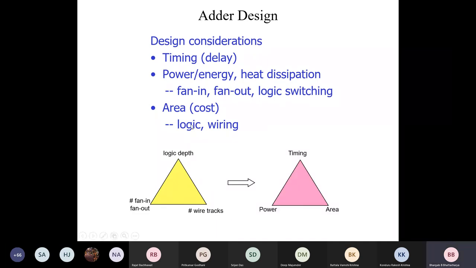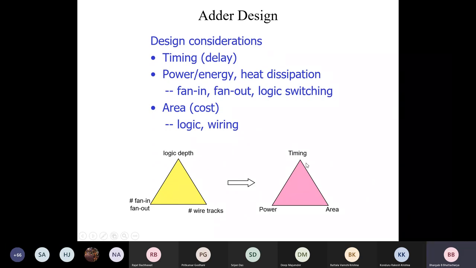As you can see here, there are many issues. The logic depth determines the timing. Fan in and fan out determine the power, energy, and logic switching also. So if there is logic switching, and if you have high fan out, all the fan out nodes will experience switching. So they are interrelated. Similarly, wire tracks, that is how many wires there are, will increase the area and so on. So these are the engineering parameters, and these are the different objective functions, and how they are impacted.